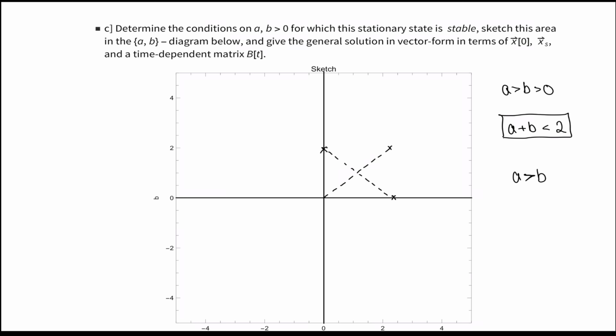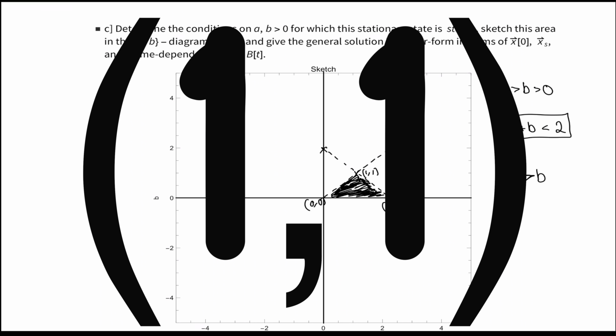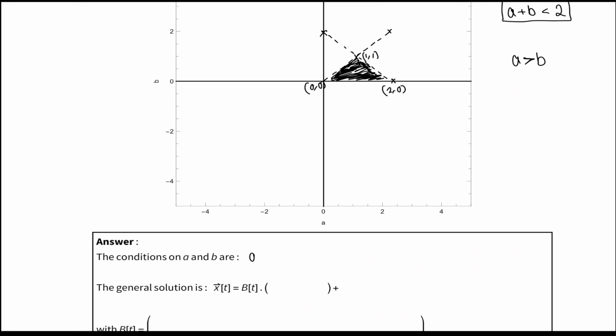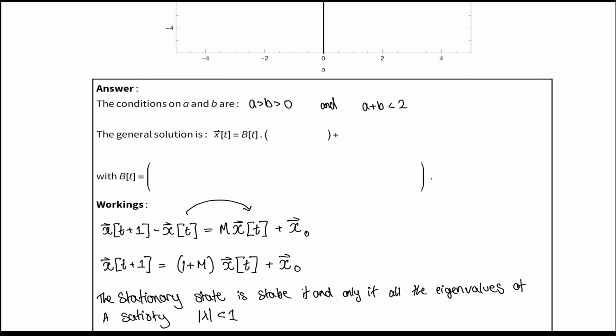So the region that satisfies both of these inequalities would be this triangle over here, where this point is (0, 0), this point is (2, 0), and this point would be (1, 0). Hopefully that made sense. So the conditions on A and B are that A is greater than B, they're both greater than 0, and A plus B is less than 2. Cool. Next step is to find a general solution of the vector xt.